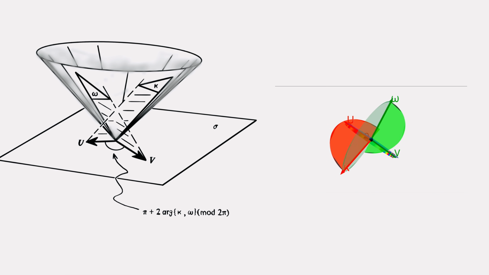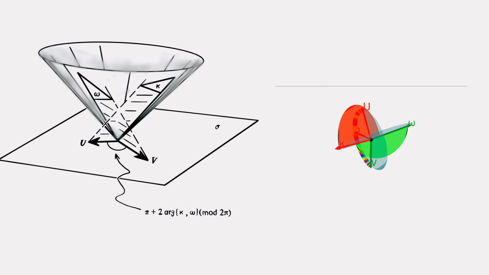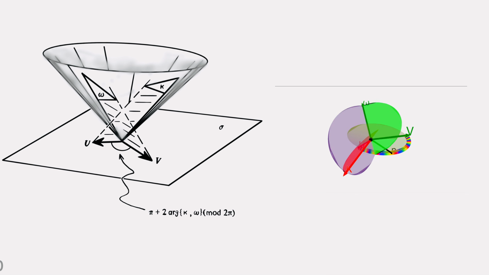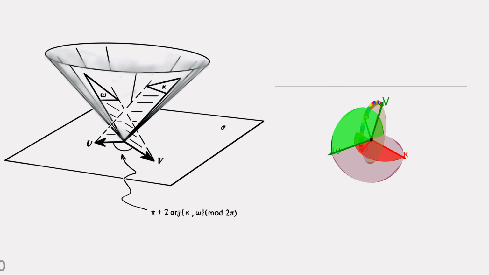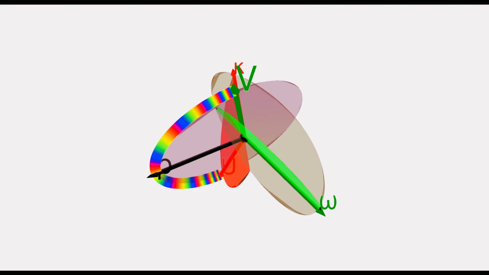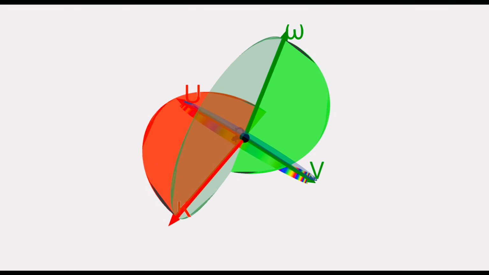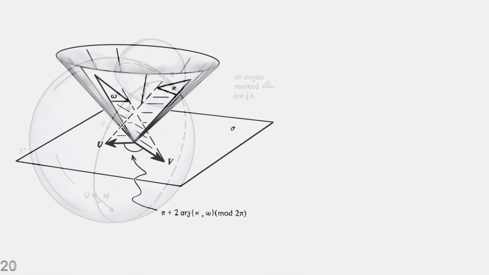Step 3. The flag plane of kappa intersects along the line U, whereas the flag plane of omega intersects along the line V. Step 4. Find the angle between U and V to measure the argument of the inner product. Pi plus 2 times the argument of the inner product of kappa and omega, modulo 2 pi.